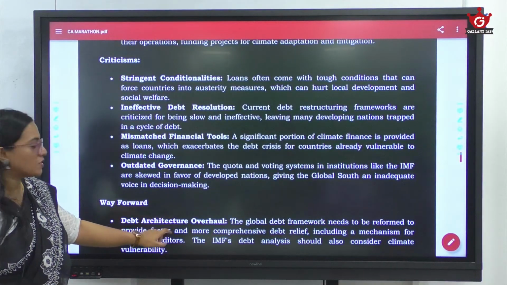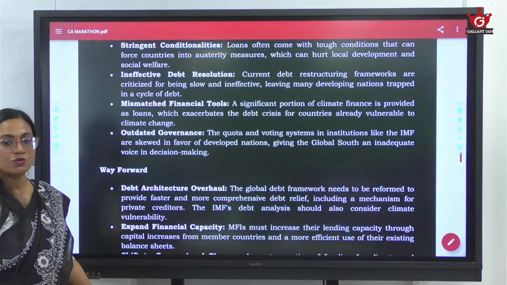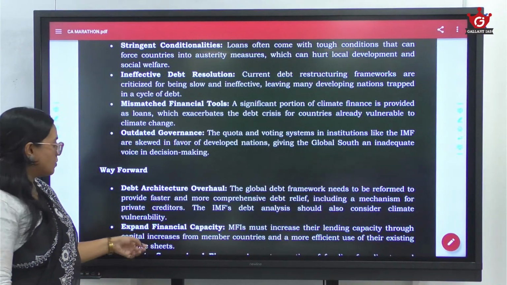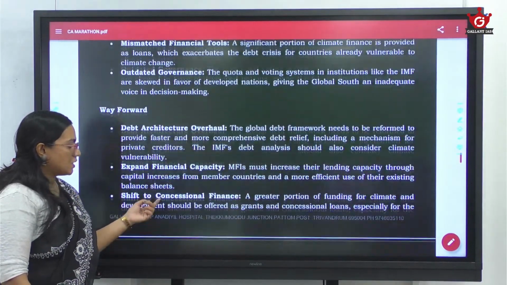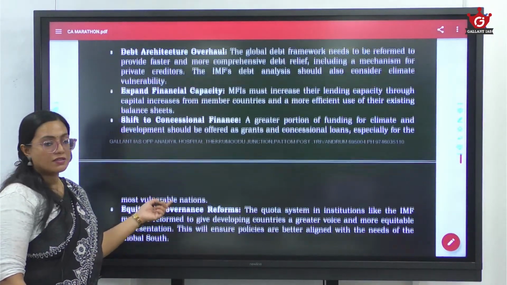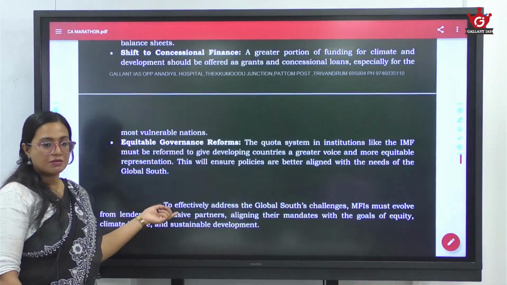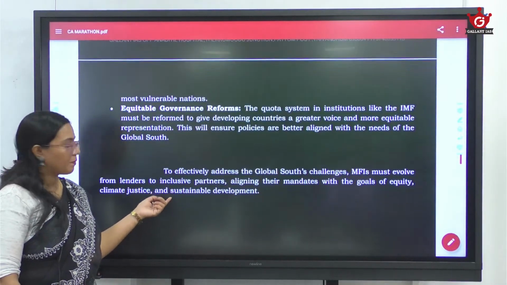multilateral financial institutions. Multilateral financial institutions is also a very important topic in your GS2 paper, and especially because this year UN and other financial institutions celebrate their 80th anniversary. Some are celebrating their 20th anniversary and all. Okay.